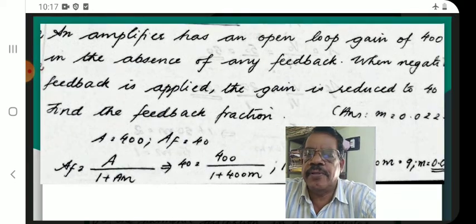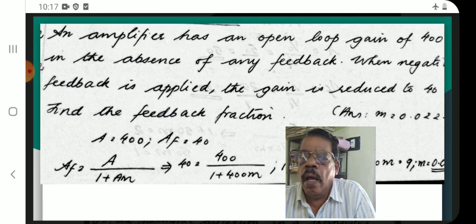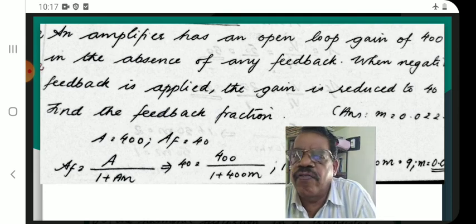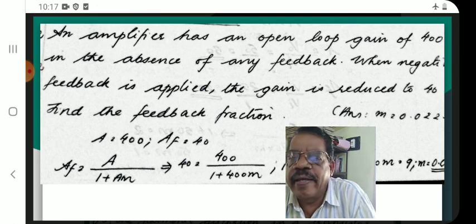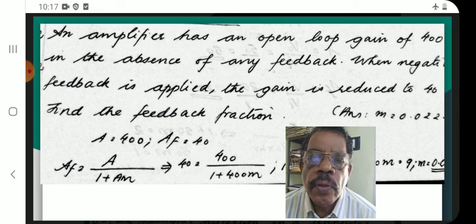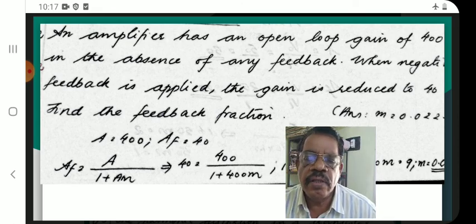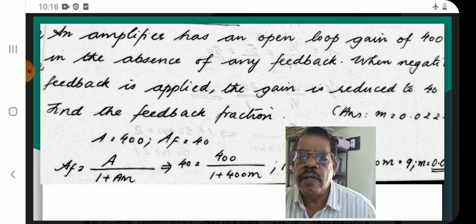An amplifier has an open loop gain of 400 in the absence of any feedback. When negative feedback is applied, the gain is reduced to 40. Find the feedback ratio. A very similar problem.